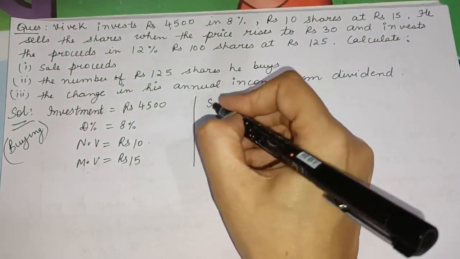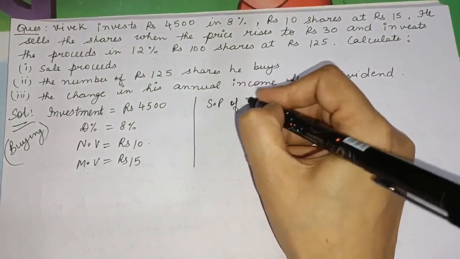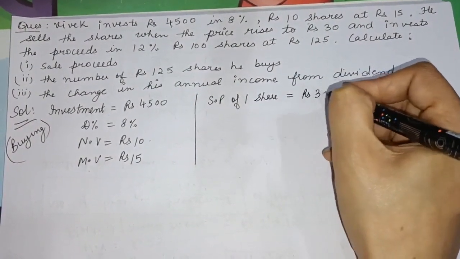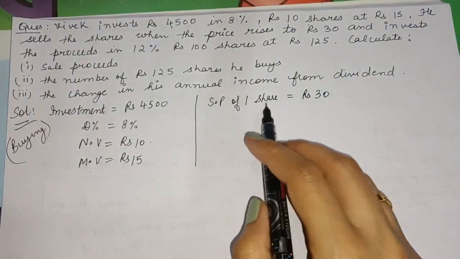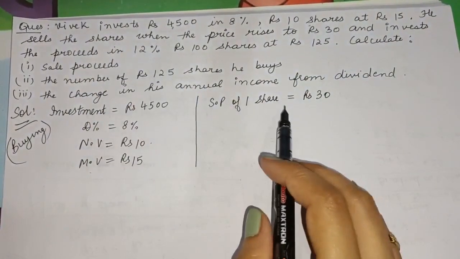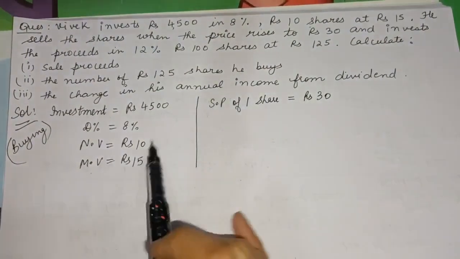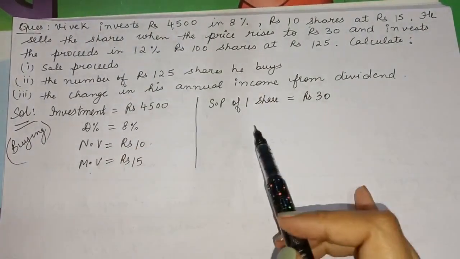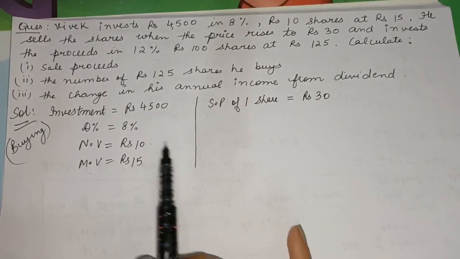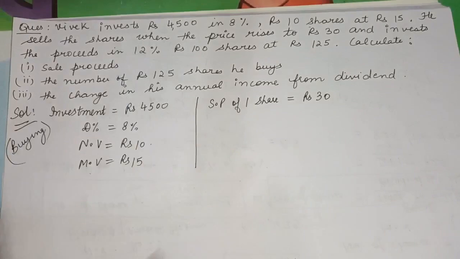So that means the selling price of one share is given to us, rupees 30. Selling price of one share is 30, and invest the proceeds. Invest the proceeds means whatever he has got from here, the same thing he has invested, whatever profit he has got in the first case. So now he is doing the investment.